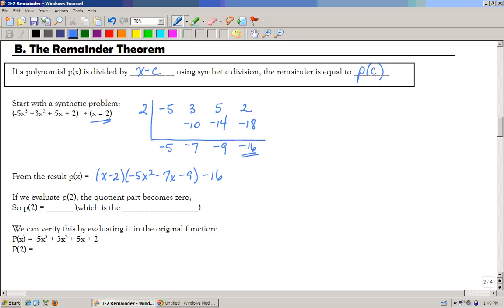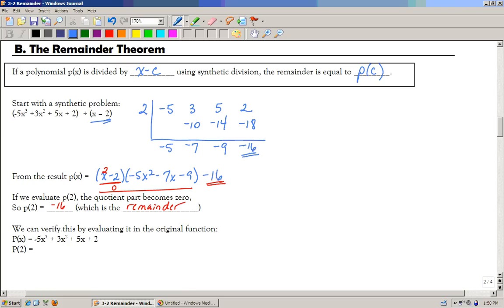So if we evaluate, it says that when we plug in 2, that answer would be -16. So looking at this function, if you plug in 2 right here, that makes this value equal to 0, which makes 0 times anything equal to 0, which means your answer is now -16, which happens to be the remainder.